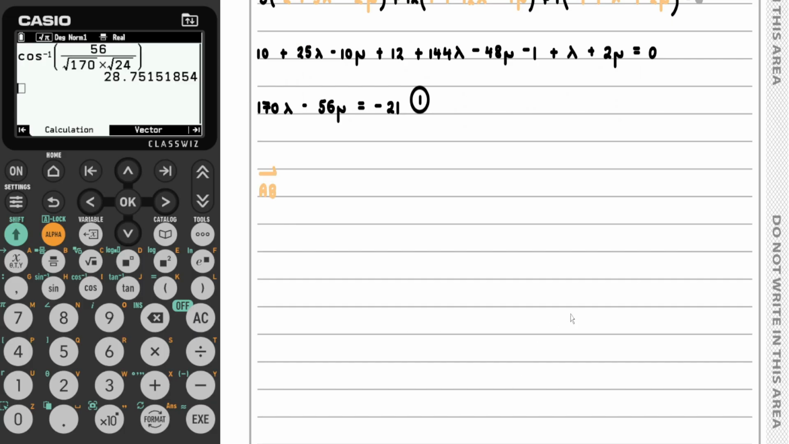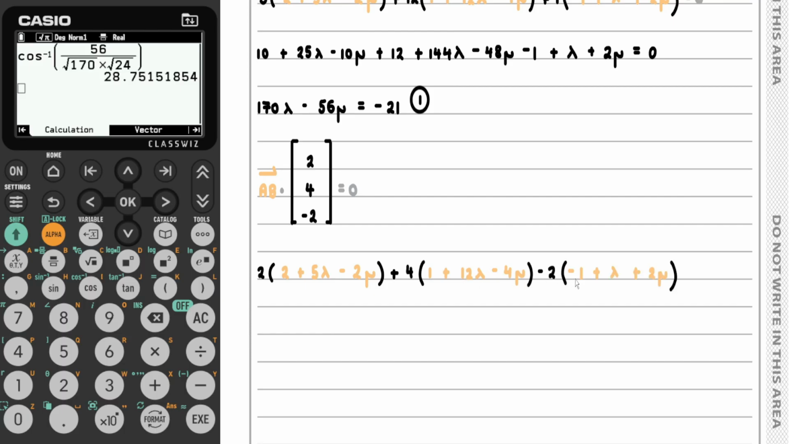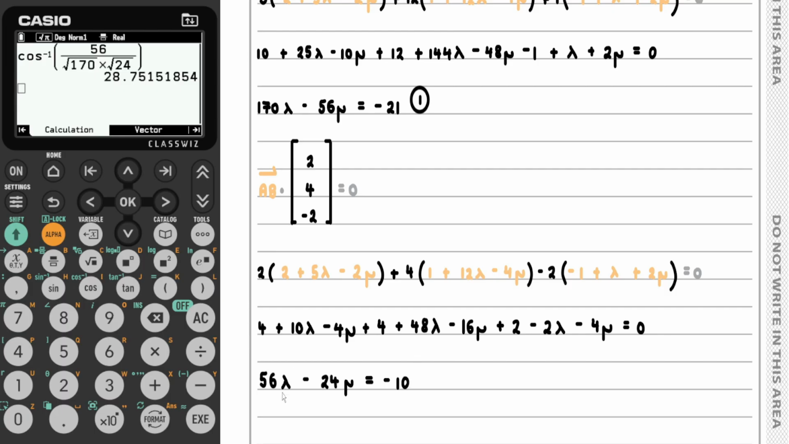And for the next equation, we've got AB dot 2, 4, negative 2 equals 0. So I've got 2 times 2 plus 5 lambda subtract 2 mu, plus 4 multiplied by 1 plus 12 lambda subtract 4 mu, subtract 2 multiplied by negative 1 plus lambda plus 2 mu equals 0. So I've got 4 plus 10 lambda subtract 4 mu, plus 4 plus 48 lambda subtract 16 mu, plus 2 subtract 2 lambda subtract 4 mu equals 0. So I've got 56 lambda subtract 24 mu equals negative 10. Let's call this equation 2. And now what we can do is solve these two simultaneously.